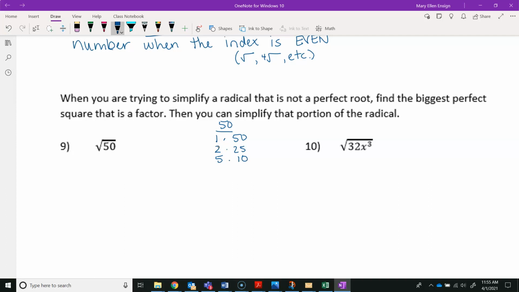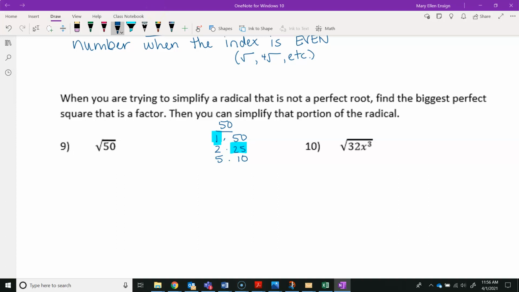So if I look at this, I have a couple of perfect squares here. I have 1, 1's always a perfect square. 1 doesn't really do anything, because if I factored it, it would be 1 times 50. That really doesn't help me, so we're never going to use 1. I also have 25. And I see that 25 times 2 multiplies to be 50.